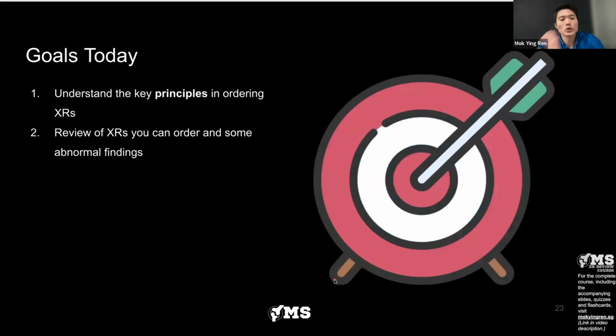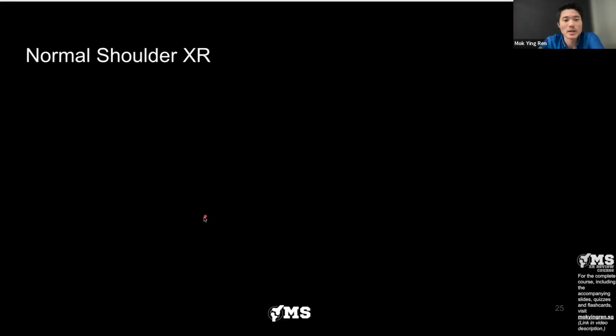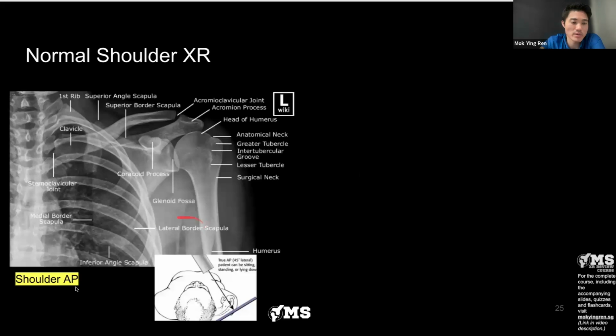Alright, so now we're going to proceed on to look at x-rays of the normal human anatomy. And we're going to start from the upper limbs, and then we'll go through the lower limbs, and then we will go to the spine. Okay, so let's start with the shoulder. Now, this is a normal shoulder x-ray. This is an AP view of the shoulder.